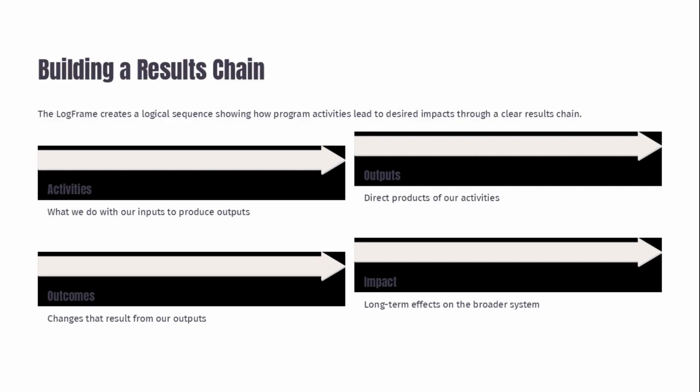The log frame creates a logical sequence showing how program activities lead to desired impacts through a clear results chain. It connects activities to outputs, outcomes, and impacts, illustrating the pathway to achieving long-term effects on the broader system.